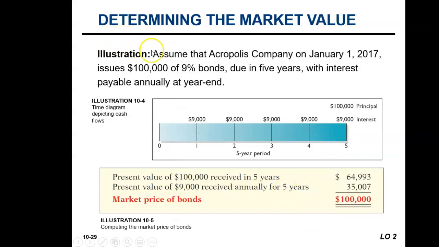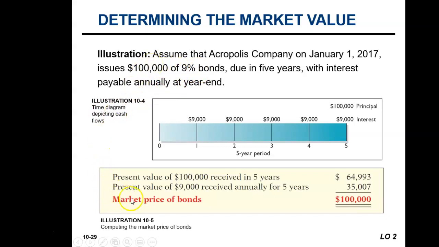Example, assume that Acropolis Company on 1/1/17 issued 9% bonds for $100,000. The bonds are due in 5 years. They're going to pay interest annually at the end of each year. To determine the actual value of the bond, we'll look at the present value of the $100,000, the amount to receive 5 years from now, and the present value of the interest payments. So this bond pays interest annually. 9% of $100,000 is $9,000.